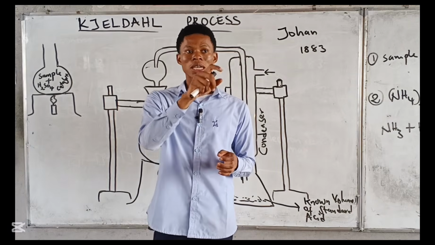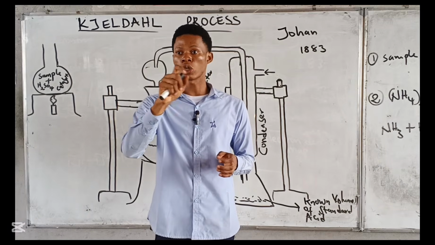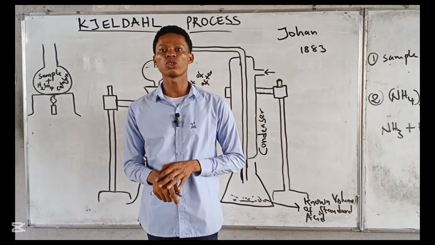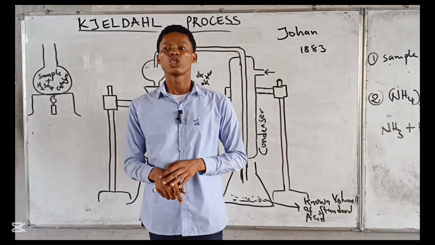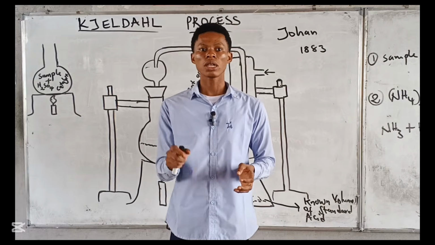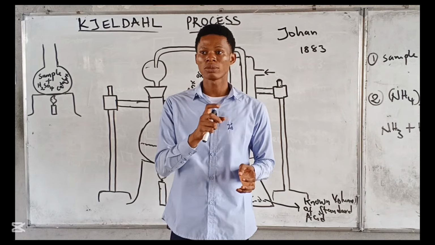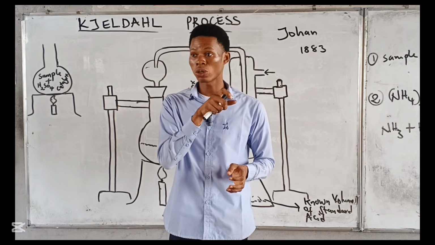Now, if you check any packaged food you're buying, there's always a food composition table. They say carbohydrates, so much; protein, so much. You and I know that the building block of protein is what? Amino acid, right? And nitrogen is found there, is it not?